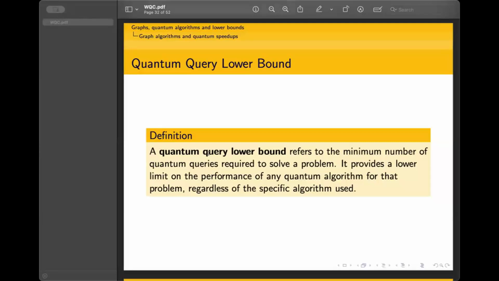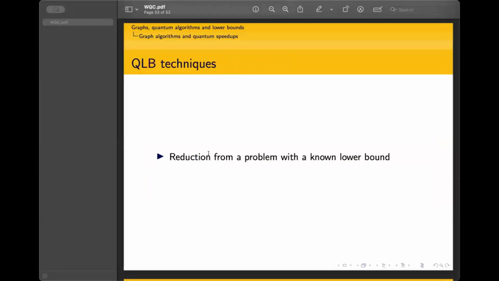Okay, so let's get to it. I'll mention three techniques that can be used to search for quantum lower bounds. The first technique is a reduction from a problem with a known lower bound. So what does that mean? That means you show that if there's a graph on which, so let's take a specific problem.